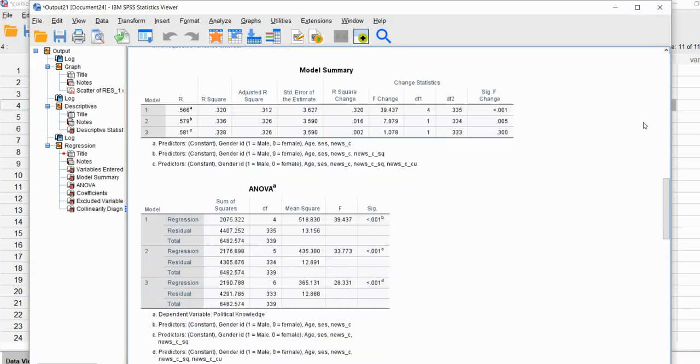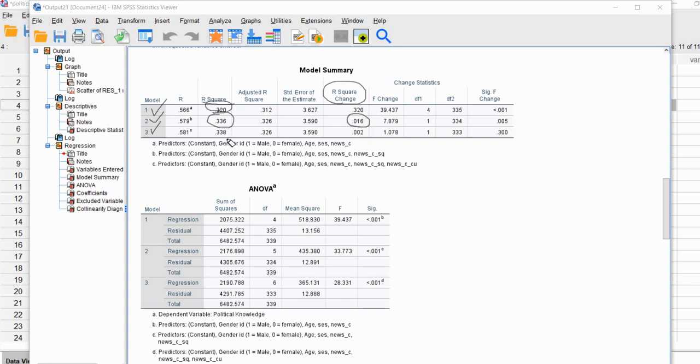So as you can see right here with our model summary table, we've got the R squares for each of our models. Model 1 is just our original linear model. Model 2 is our quadratic model, and Model 3 is our cubic model. You can see the R square value for the original model was 0.32. For the quadratic model, it's 0.336. So there's an increase of about 0.016 with respect to the R square value. That change is reflected in this R square change column, there's the 0.016 right there.